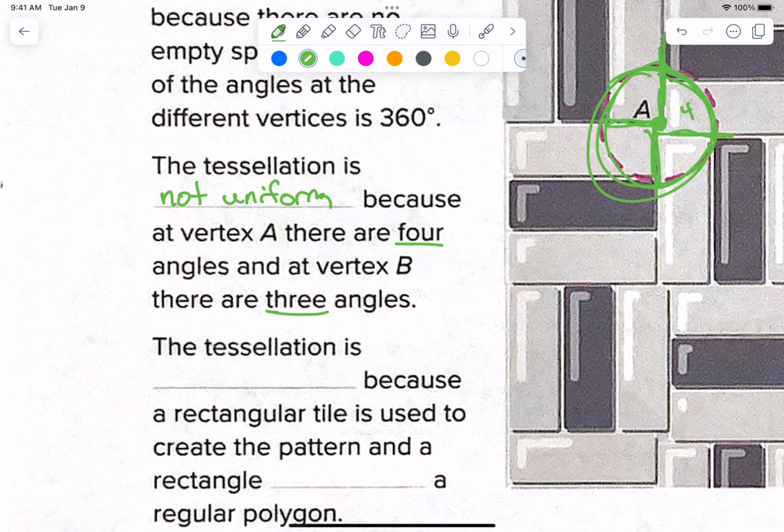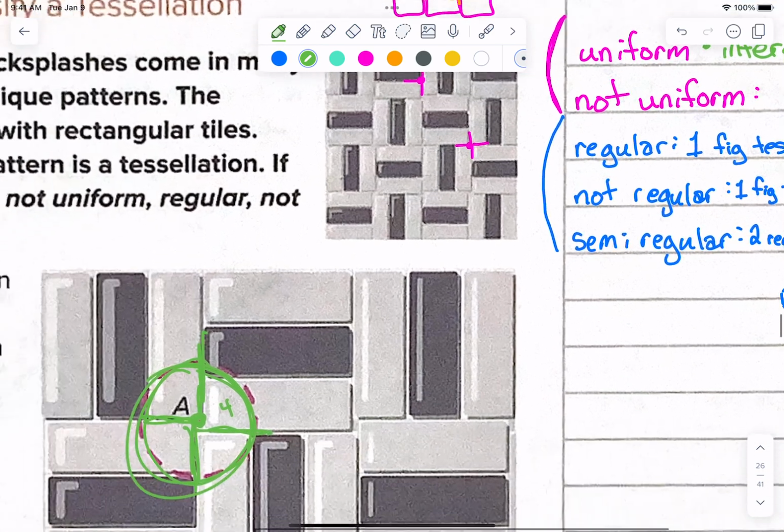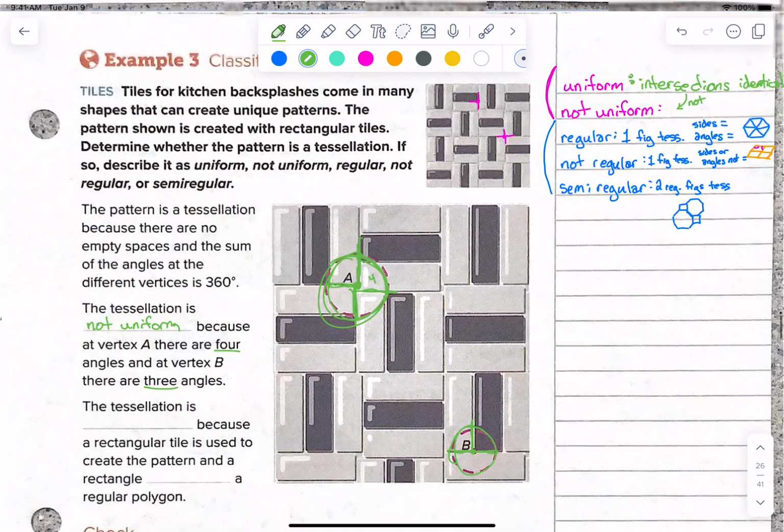Okay? And then we need to decide, is the tessellation regular, not regular, or semi-regular? Is he regular, not regular, or semi-regular? Not regular. He is one shape. They're all rectangles, right? Yeah. So that means he's not semi-regular. That we can cross off.